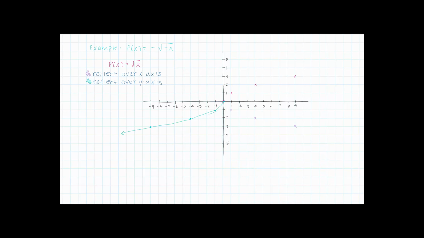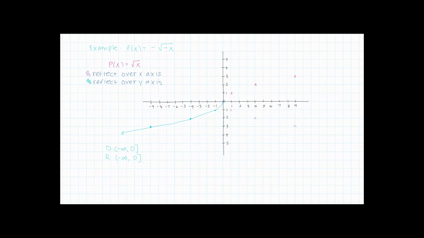It starts at (0, 0), and it continues in this direction forever. My domain would start at negative infinity and go to 0, and it includes 0 because we're right there. Our range is the same, from negative infinity to 0, because we're starting very negative and then moving up to 0 and including 0.